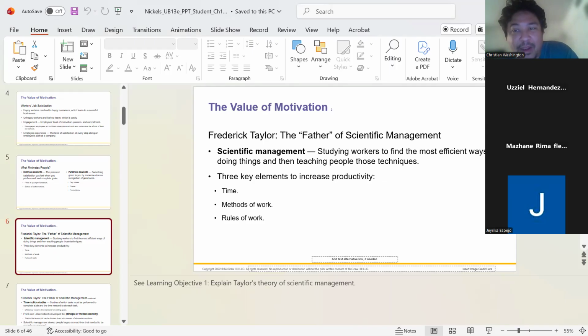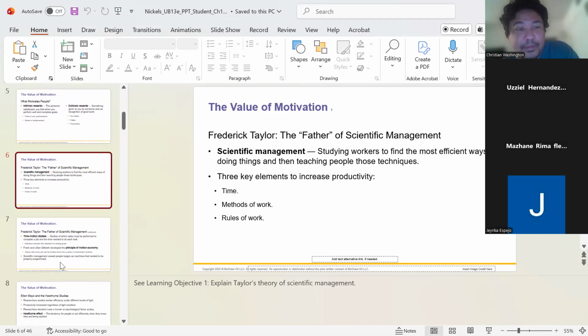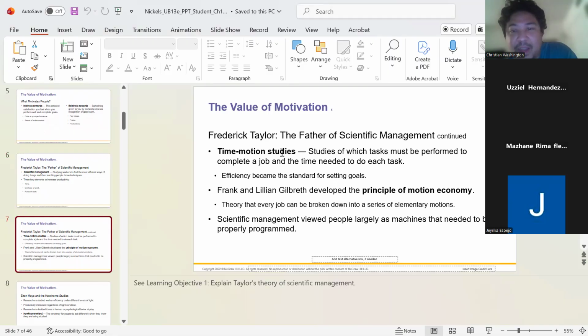Now we have a lot of automated jobs, we have technical jobs. They're different, right? So some of these observations still hold true, but their focus may be on types of labor that are outdated, essentially, if that makes sense. Like time motion studies is a good example, where studies of which tasks must be performed to complete a job and the time needed to do each task.